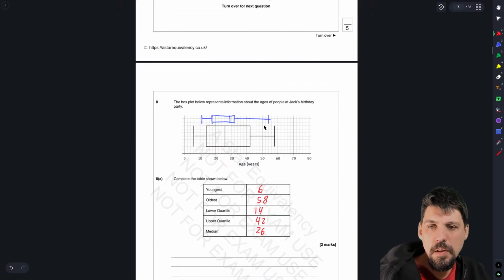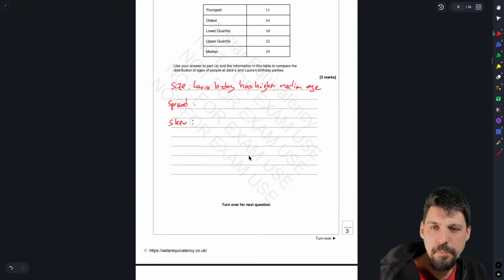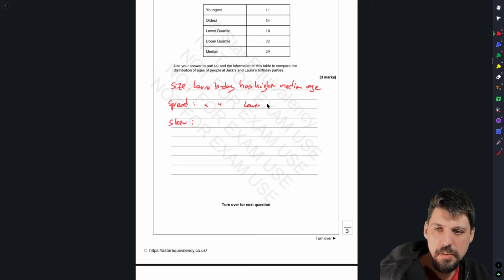Now, Laura also has a smaller spread. There's a smaller spread, especially in that interquartile. So Laura B-Day has a lower spread. Especially the middle 50%.